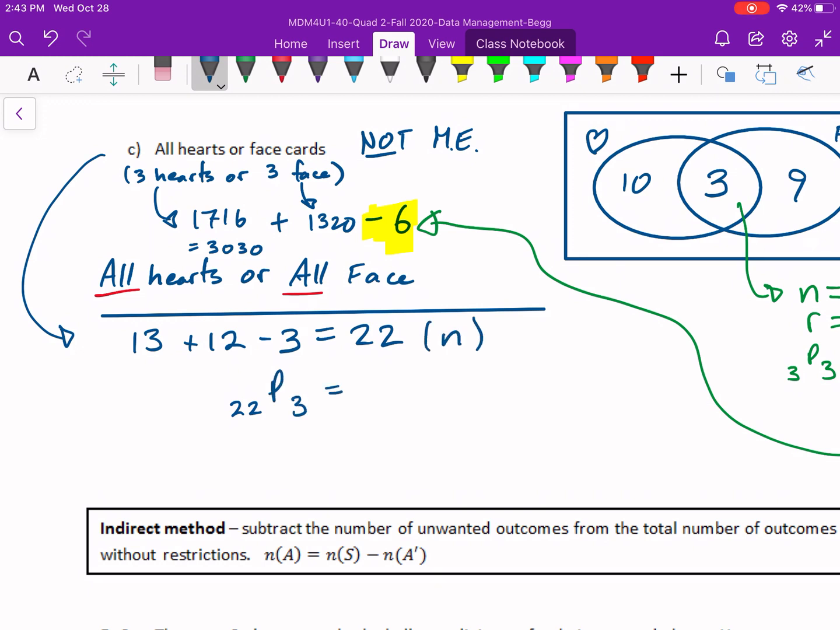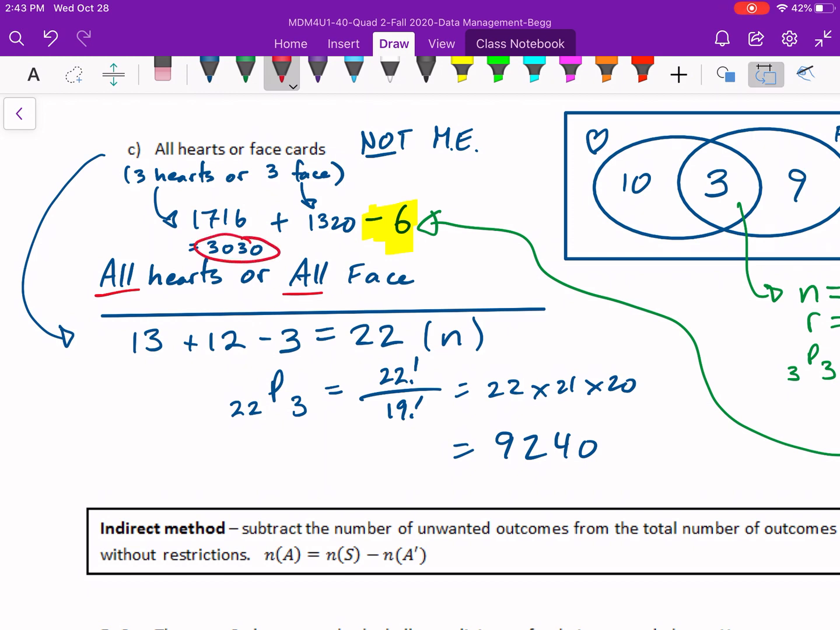P3. And it's going to be a lot bigger number if we're not making it be all hearts or all face. And again, that would be the same as 22 factorial over 22 minus 3 factorial, which is the same as just 22 times 21 times 20. Again, pick your way of typing it in. But I come up with 9,240. So, 2 different answers depending on how we interpret it.